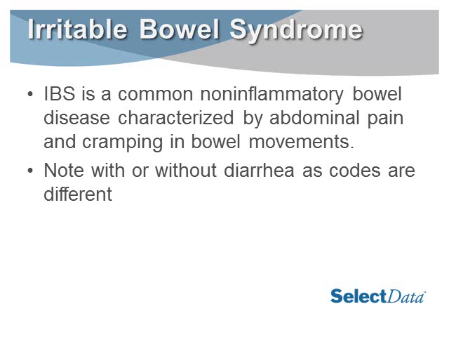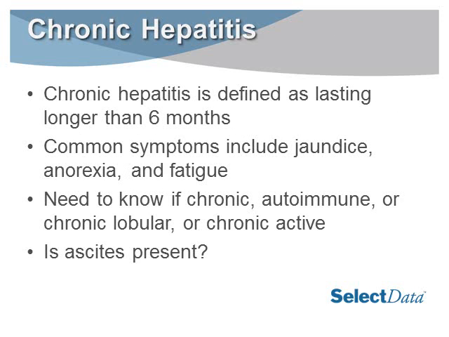Now, irritable bowel syndrome is a common non-inflammatory bowel disease characterized by abdominal pain and cramping with bowel movements. And now it's noted to be with or without diarrhea, as the codes are now different for each. For patients with chronic hepatitis, it's defined as lasting longer than 6 months. Common symptoms are jaundice, anorexia, and fatigue, but we now need to know for our coding specialist if it's chronic, autoimmune, chronic lobular, or chronic active, and if ascites are present.